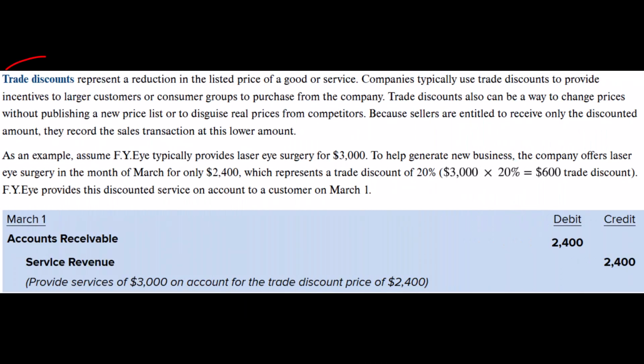First up are trade discounts. These are reductions in the listed price, often for bulk purchases or specific customer groups. The key accounting rule here is simplicity. We don't track the discount separately. We record the revenue at the final discounted price. For example, FYI provides a $3,000 laser eye surgery, but offers a $600 trade discount. They simply record the sale for $2,400. The journal entry is a debit to accounts receivable for $2,400 and a credit to service revenue for $2,400.